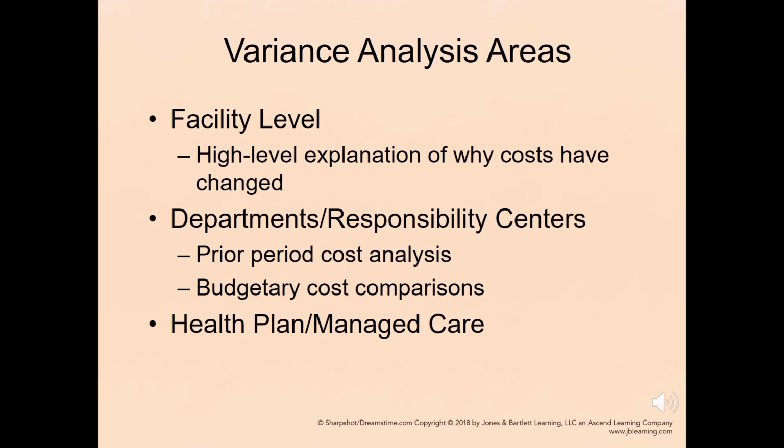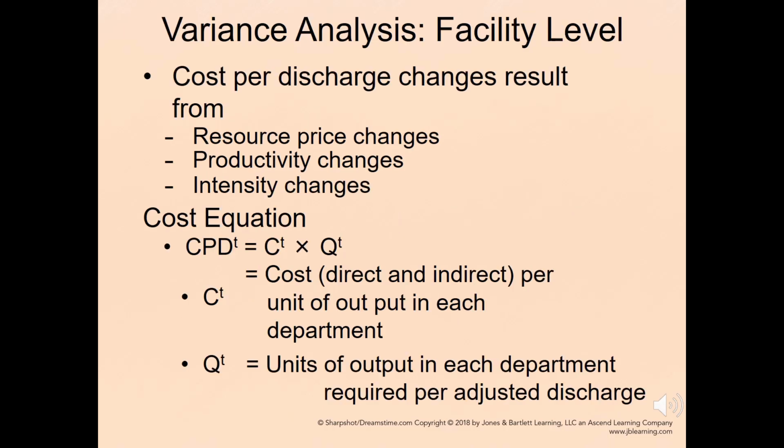Variance analysis can be done at the facility level, where a high-level explanation of why costs have changed can be explained. The Departmental Responsibility Center, where you can look at prior period cost analysis and do some budgetary cost comparisons, and also at the health plan or the managed care plan. Variance analysis at the facility level, we can look at the cost per discharge changes that result from either resource price changes, productivity changes, or intensity changes.